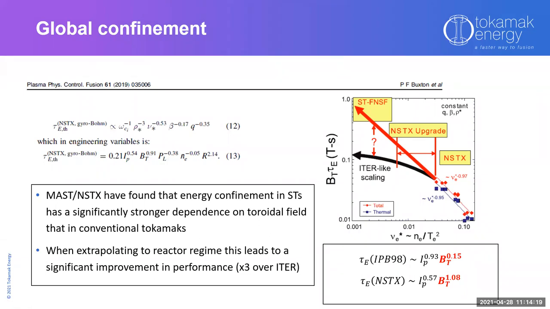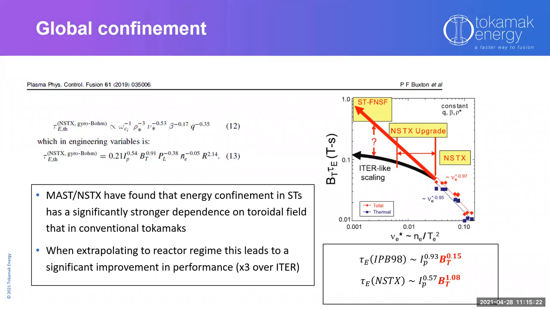When we compare the global confinement observed in spherical tokamaks with the global confinement scaling of ITER, for example ITER IPB98, we see, by taking data from NSTX, which is one of the spherical tokamaks, that the dependency of confinement on the plasma current is weaker in a spherical tokamak, whereas the dependence on the magnetic field is much stronger than in a conventional tokamak according to the ITER 98 scaling. This means that by increasing the magnetic field we might expect much better confinement in a spherical tokamak than in a conventional tokamak at the same magnetic field.